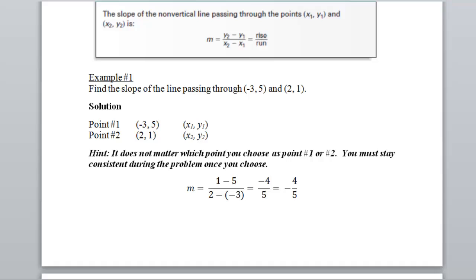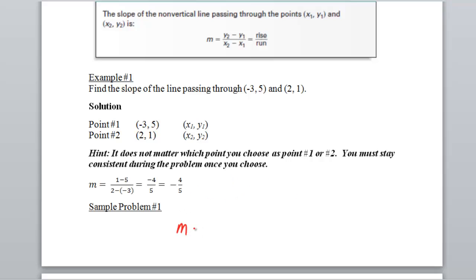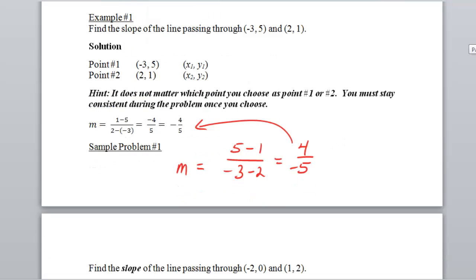Now, if we had changed the order and we had come in here, we could have started with 5 minus 1, and then we could have done negative 3 minus 2, and this still would have given us 4 over negative 5, which would have been the same as the negative 4/5. So you can see that the order does not matter as long as we pull them from the same points.